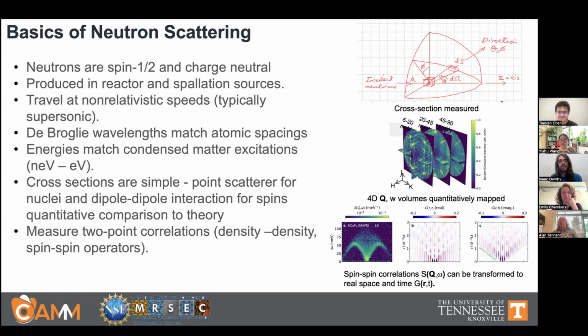The top right-hand corner is a simplified scattering diagram, just showing an incident neutron coming in. It's a typical way an experiment works. It scatters off a sample and goes into a detector, a small bit of solid angle in the detector. And that's how we measure the cross-section of the neutrons that are being scattered. We can then convert that into up to 4-dimensional wave vector energy volumes.